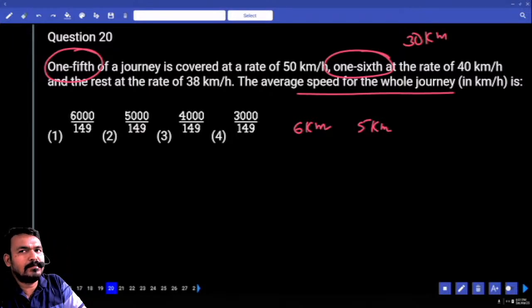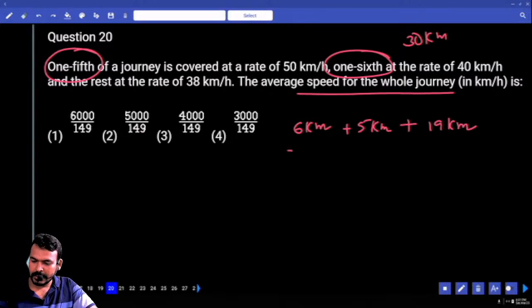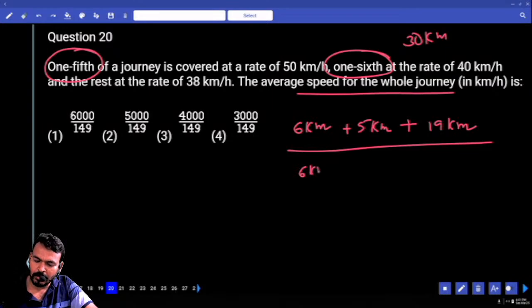Numerator LCM or denominator LCM? The denominator LCM is how much? 30. So the total distance represents 30 parts or 30 kilometers. First one, 1/5, means 6 kilometers. Second one, 5 kilometers. Obviously the remaining is 19 kilometers. Adding these three, we get the total distance. Next, average speed means total distance by total time. What is the first case distance? 6 kilometers. What is the first case speed? 50 kilometers per hour.